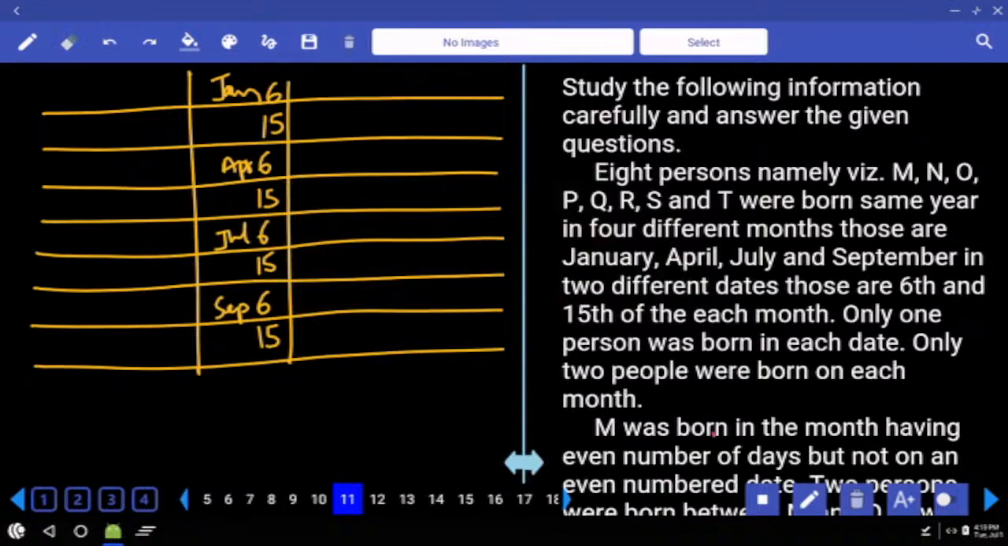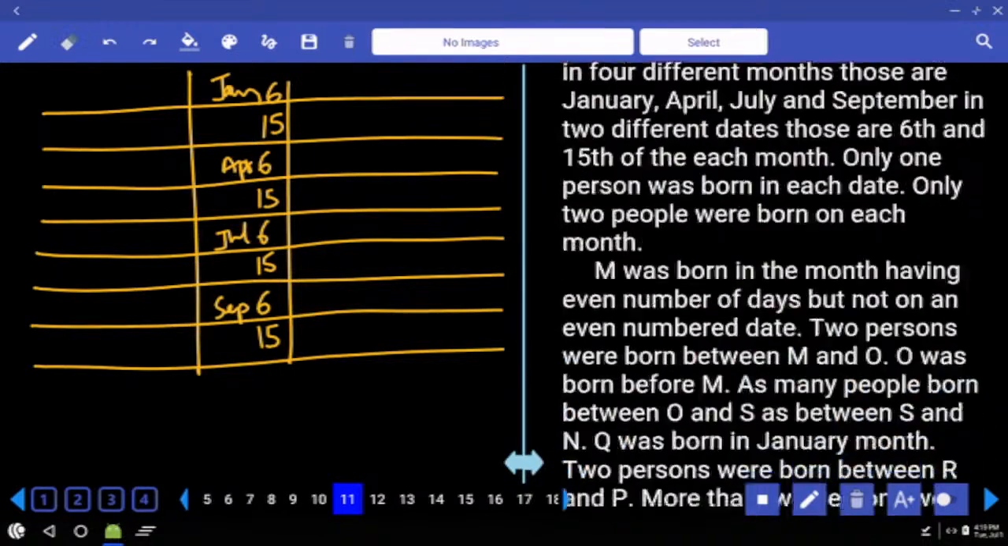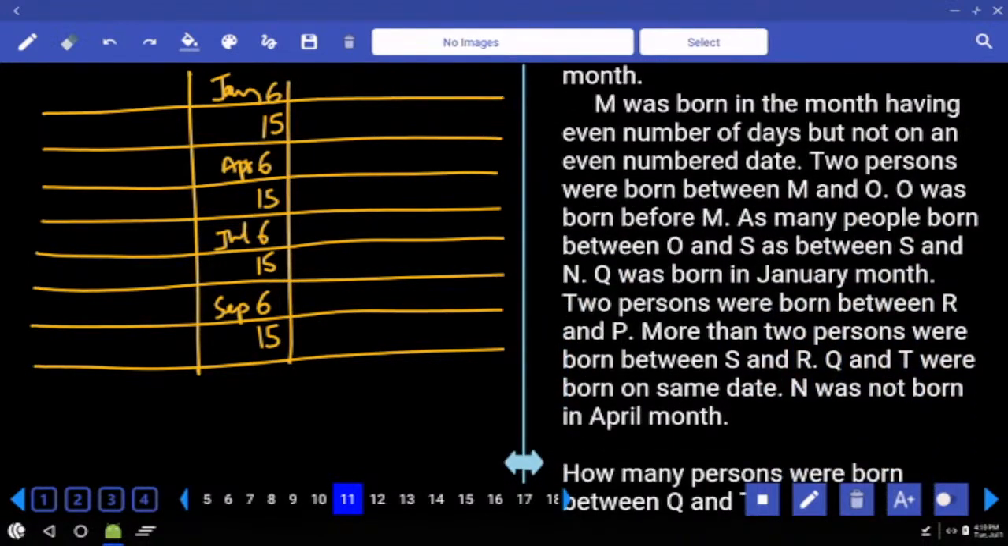Then coming to condition number 1. Here M was born in a month having an even number of days. That means M can be either in the month of April or September. And not on an even number date, an odd number date: M is on 15th of April or 15th of September. How many possibilities? 2 possibilities.